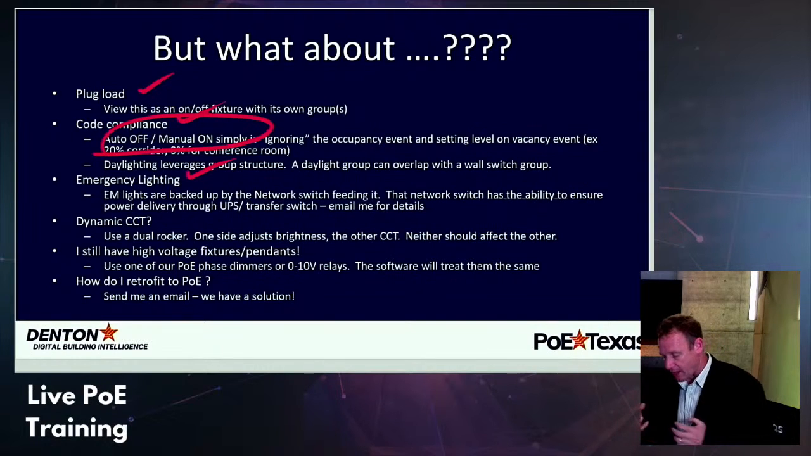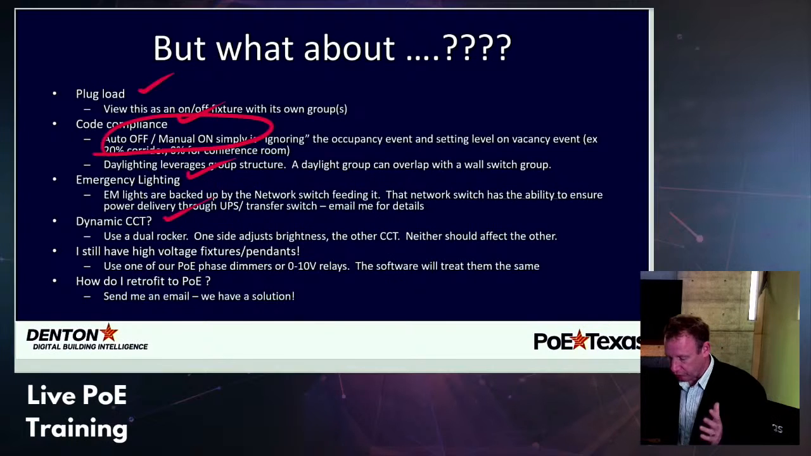Emergency lighting. We have lots of one-line diagrams as a reference, but essentially we have 2 network stacks, one that's emergency backed, one that is utility backed, and we have the ability to make sure that the lights come on when you lose utility power.